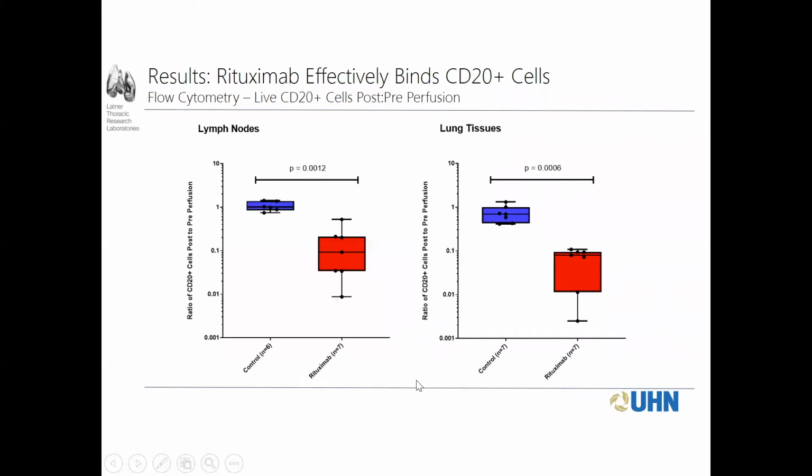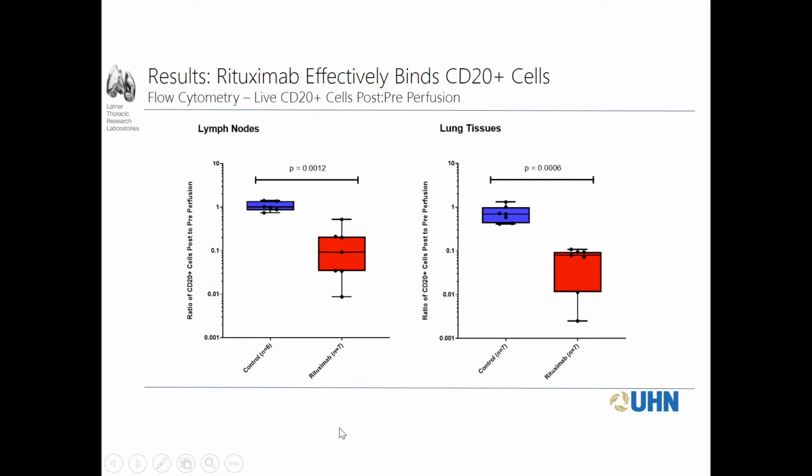And then initially we did flow cytometry on the tissue and on the lymph nodes for CD20 cells, which is the B cell marker. And here, this graph compares a ratio of post versus pre perfusion CD20 cells by flow cytometry. And the blue is the control, so it's 6 control lungs, and the red is the rituximab. And you can see there's a pretty nice reduction in the number of B cells within the graft, both in the lymph nodes within the graft as well as in the lung tissue.